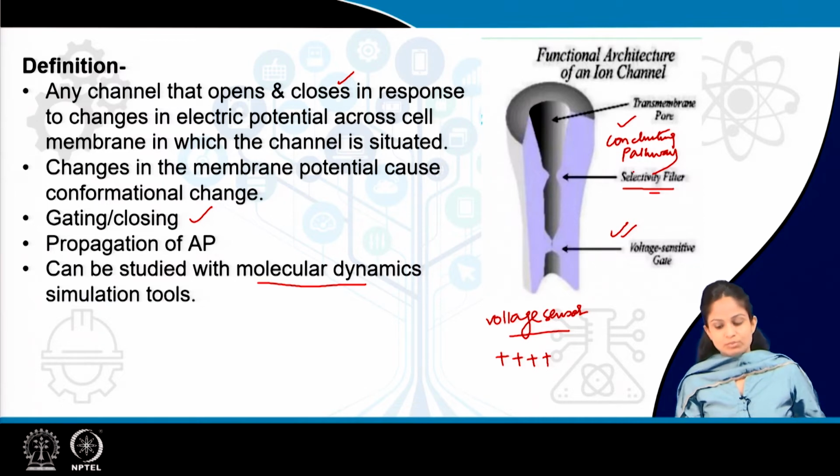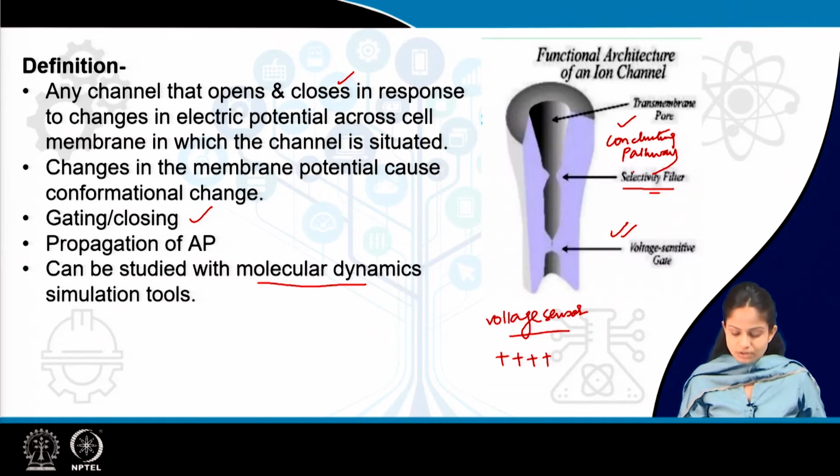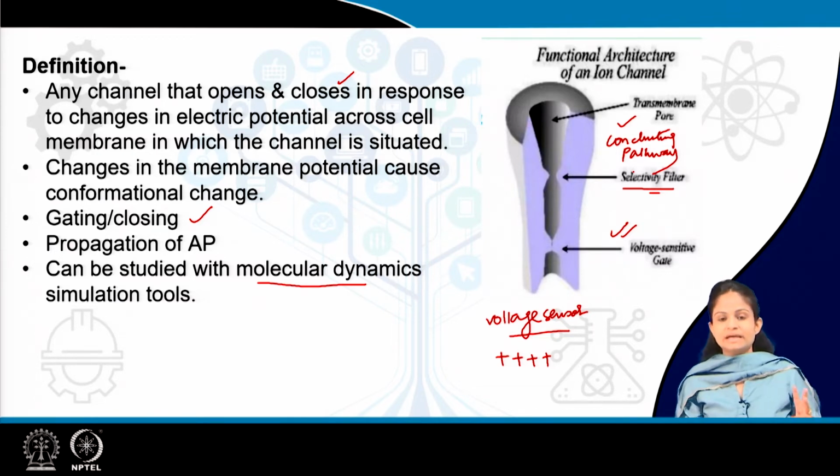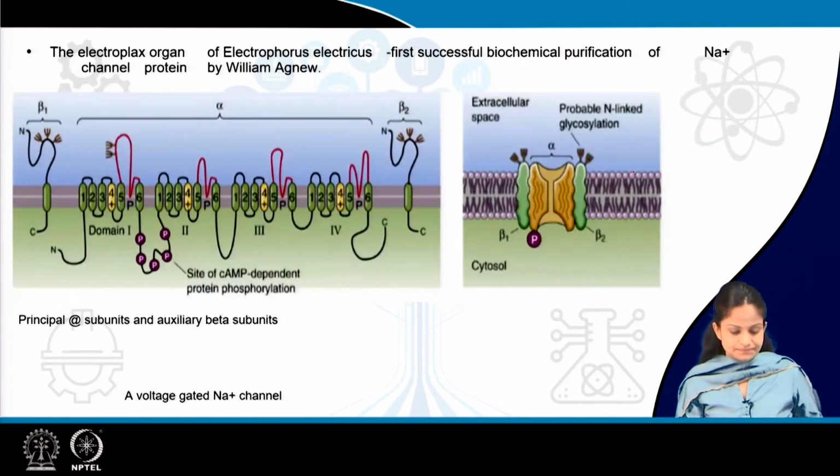So, transmembrane pore, selectivity filter, then voltage sensitive gate or voltage sensor. These are the three main parts of a voltage gated channel.